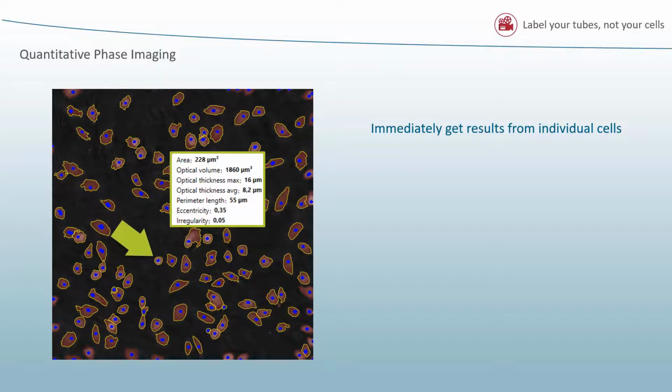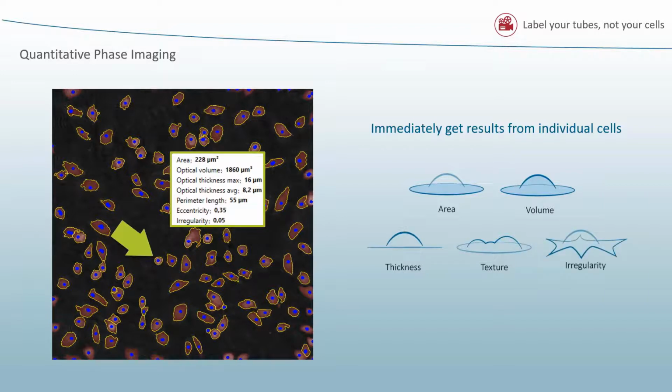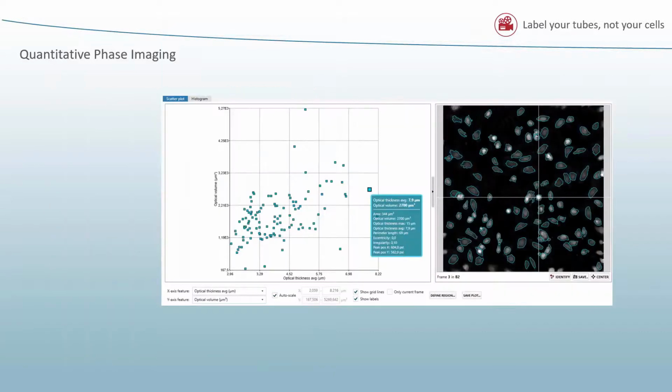You can get information, for example, on a single cell level, on its area, volume, thickness, the texture of the cells, and how irregular the outline of it is. And that's a benefit from holography. You can get hard data on your cells. From a single cell, we can now have a look at the whole image. So here's a screenshot of our App Suite software and the morphology application, where again in the picture we see the cells were identified and circled here with a blue color.